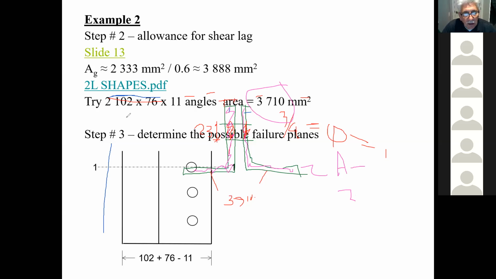But in other words, the total area at any section across the two angles gives me 3,710 square millimeters. Now, that's what I have across here. What I need to do is calculate how much I lose here. Let me change color, let me put green. How much do I lose right across here? When I look at my two angles back to back, at that one hole here, right across here, that's going across those two angles.